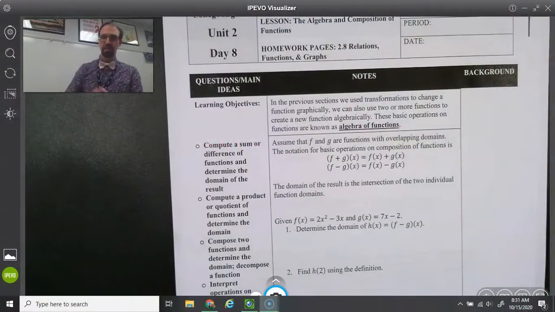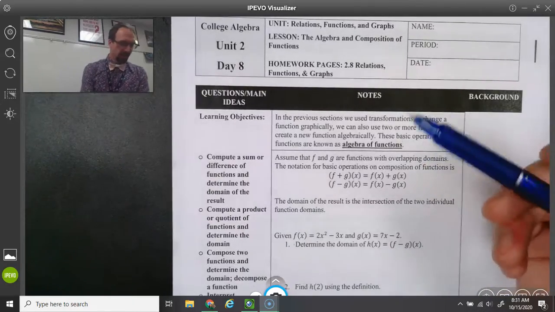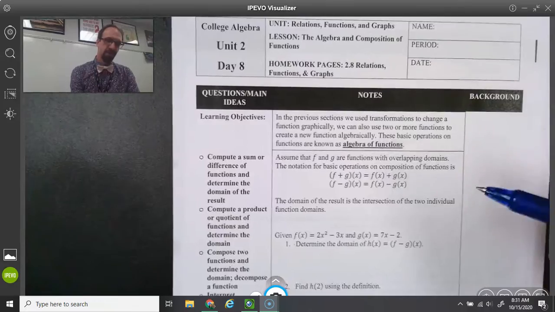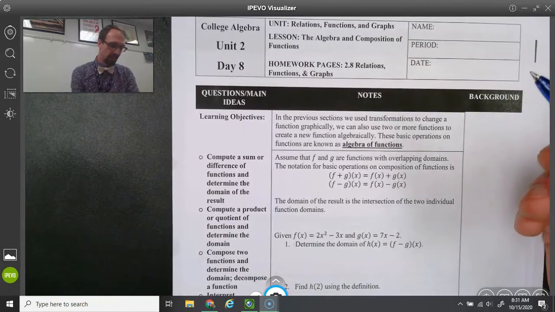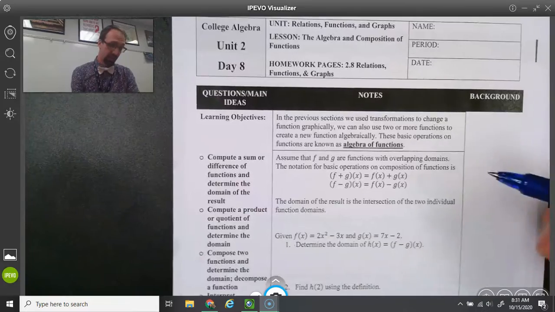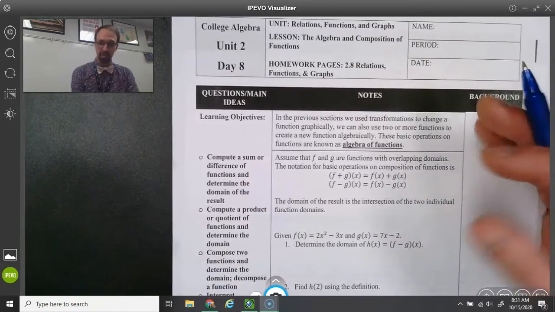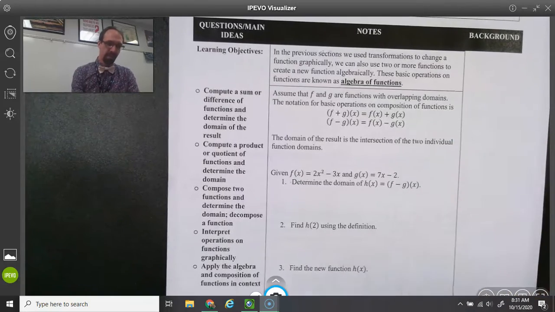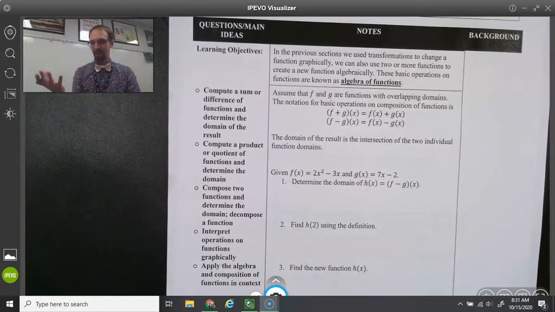This section specifically talks about the algebra and composition of functions. When we have transformations to change a function graphically, we can also use two or more functions to change a graph, and it can create a new function algebraically. So when we do these operations on functions, we call this the algebra of functions. So if we say that f and g are functions with overlapping domains, overlapping domains means you have the same possible x values in both, at least one value.